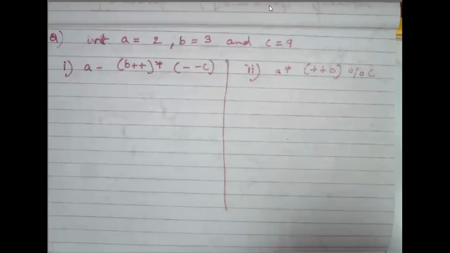We go for the next question. You can see in this question, A's value is 2, B's value is 3 and C's value is 9. So in the first question, we have A - B++ * --C.